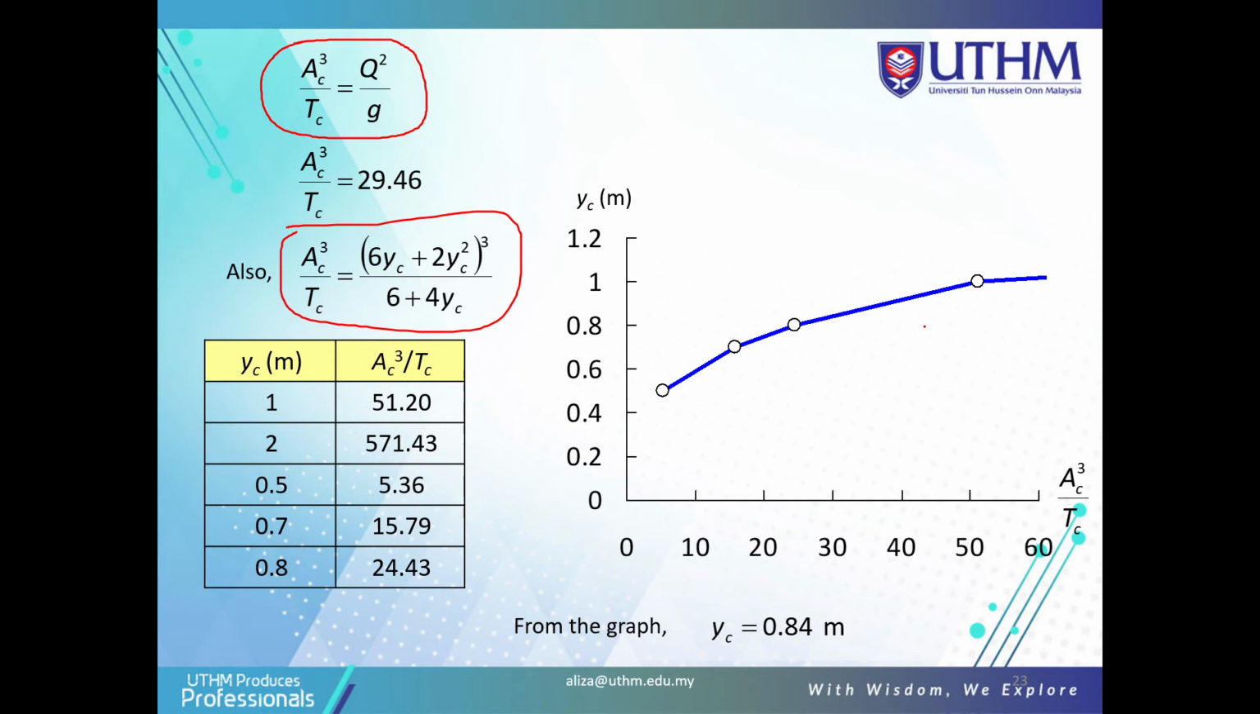Now you must sketch the graph. You must draw this graph here. The x-axis is AC power of 3 divided by TC, and the other axis is YC. Draw this from this table here, so you just draw this line, the blue line here. At the 1 here, you get 51.2.